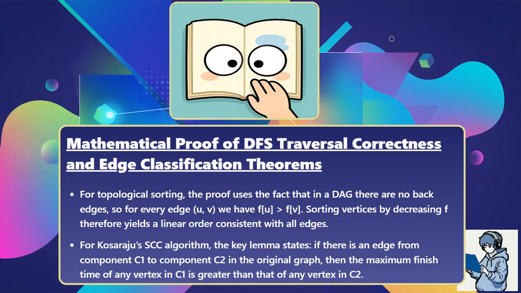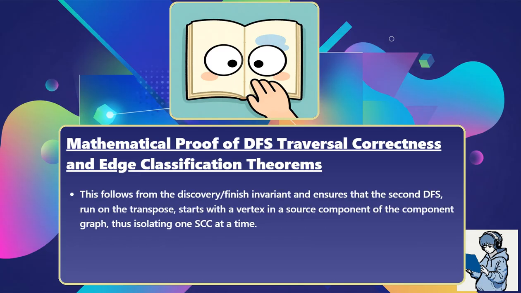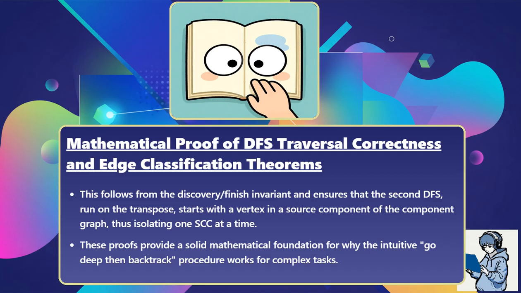For Kosaraju's strongly connected component algorithm, the key lemma states: if there is an edge from component C1 to component C2 in the original graph, then the maximum finish time of any vertex in C1 is greater than that of any vertex in C2. This follows from the discovery/finish invariant and ensures that the second depth-first search, run on the transpose, starts with a vertex in a source component of the component graph, thus isolating one strongly connected component at a time. These proofs provide a solid mathematical foundation for why the intuitive go-deep-then-backtrack procedure works for complex tasks.